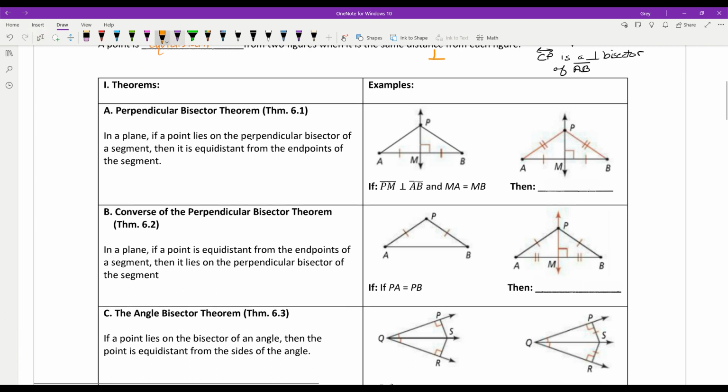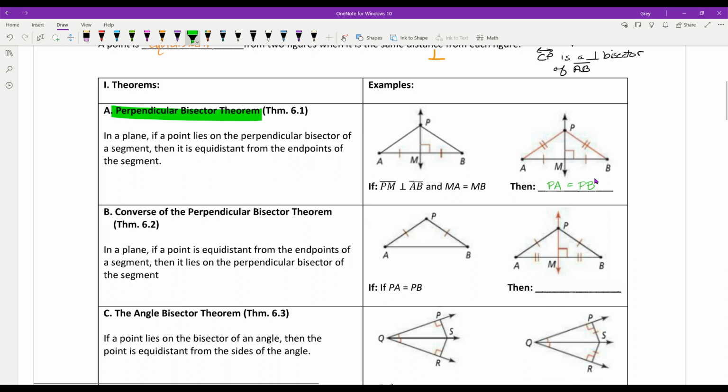So the first thing we have is something called the perpendicular bisector theorem. It tells you if a point lies on a perpendicular bisector of a segment, so we know that P is on this perpendicular bisector. We know it's perpendicular. We know it bisects. Then that means that P is equidistant from the endpoints of the segment. So mathematically speaking, if PM is perpendicular to segment AB, and MA is equal to MB, then we know that PA has to be equal to PB, as marked in this figure.